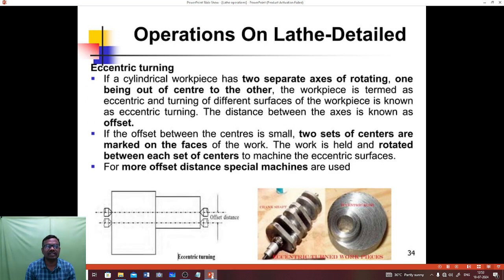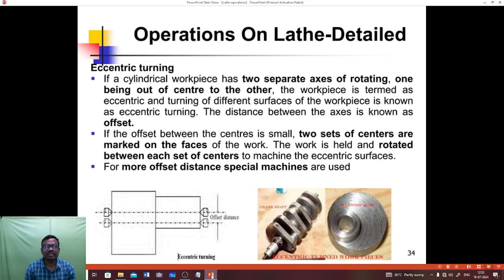Next one is eccentric turning. If a cylindrical workpiece has two separate axes of rotation, one being out of center to the other, the workpiece is termed as eccentric, and turning of different surfaces of the workpiece is known as eccentric turning. The distance between the axes is known as offset.